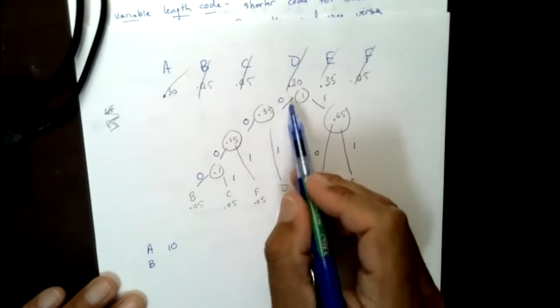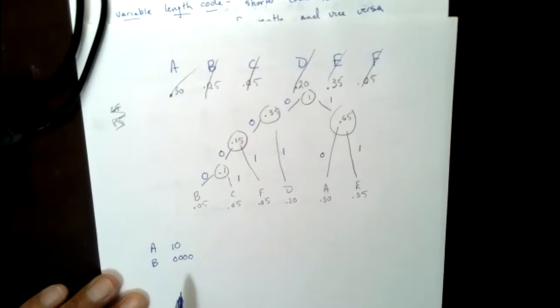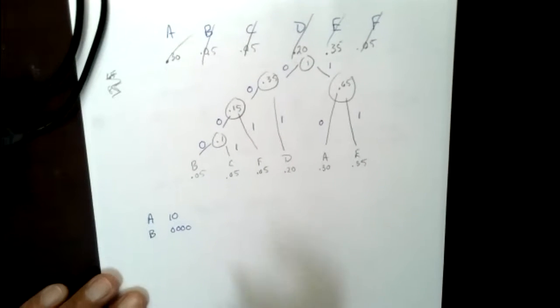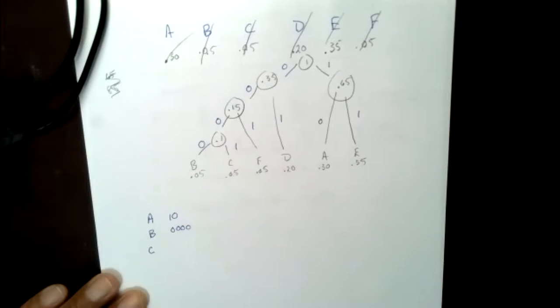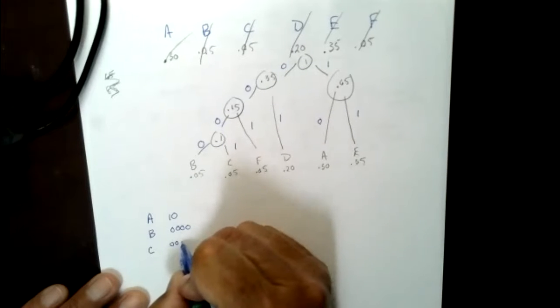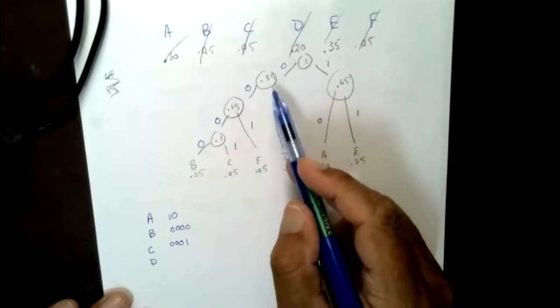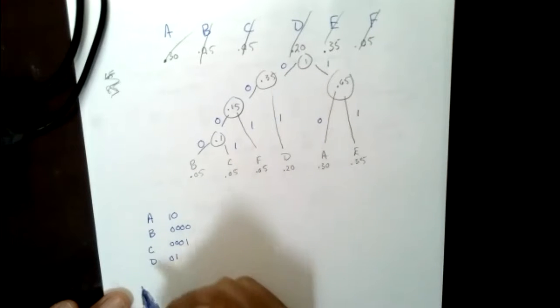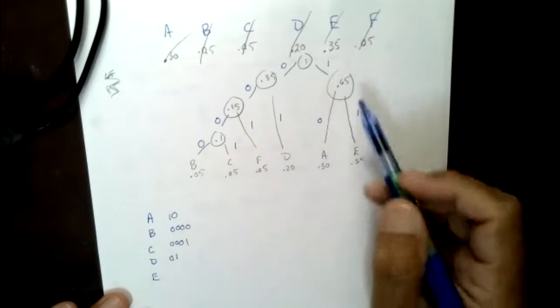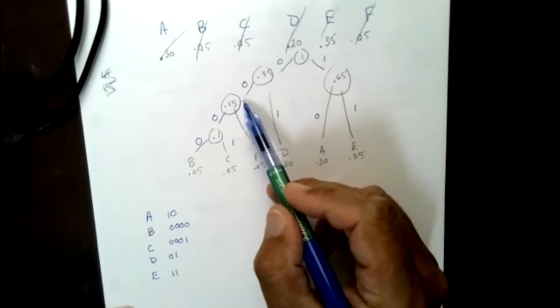B is going to be 1, 2, 3, 4. Yeah, so B is less frequent. It should have more numbers. C, 0, 0, 0, 1. D, D's over here, 0, 1. Nice. E, E's over here, 1, 1. F, 0, 0, 1.